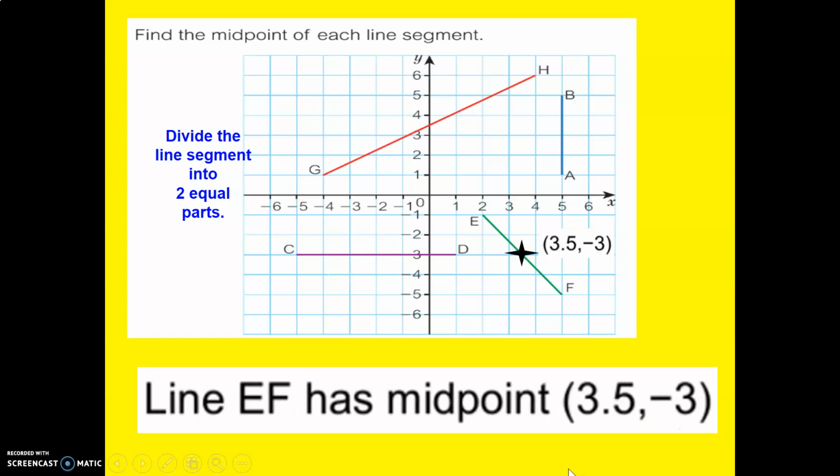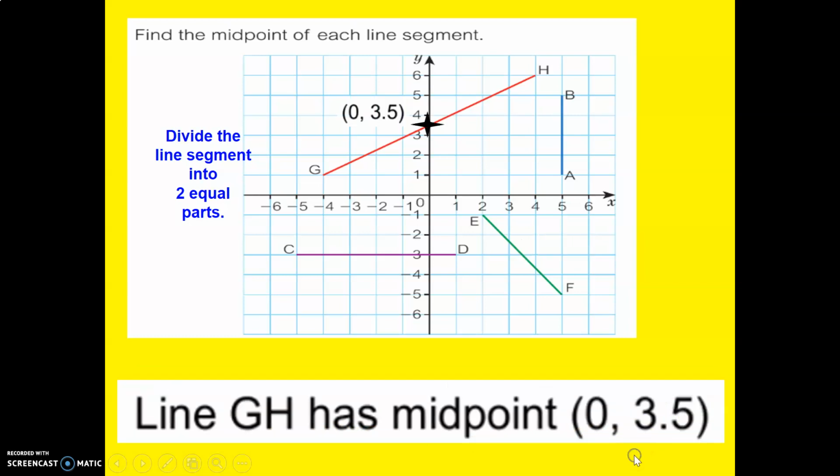Let's try another line segment, line EF. So this is a slant line. As you can see, here is the midpoint. And x is 3.5, y equals negative 3. Therefore, line EF has midpoint 3.5, negative 3. And our last line is line GH.